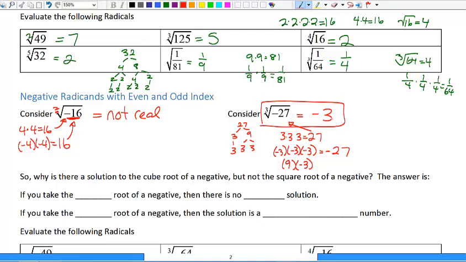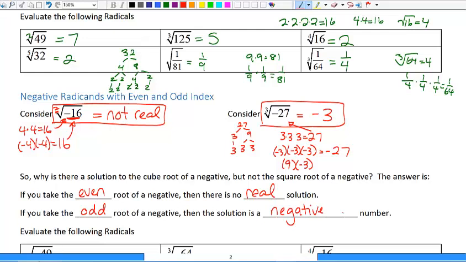So the cube root of negative 27 is negative 3, but the square root of negative 16 doesn't have an answer. So why is there a solution to the cube root of a negative, but there isn't a real solution to the square root of a negative? Well, the answer is this. If you take the even root of a negative, there is no real solution. If you take the odd root of a negative, then the solution is just a negative number.